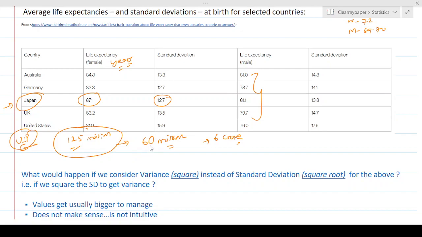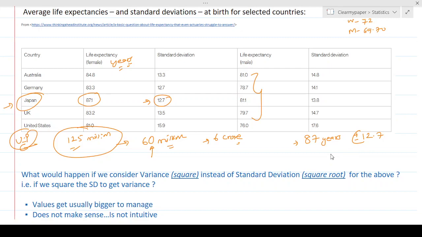So on average, we don't know the exact living age of an individual. On average, each Japanese woman lives happily for 87.1 years. Okay, and the standard deviation is 12.7. So what does it mean? On average, they're going to live up to 87 years, and the deviation is going to be 12.7. That means, at the most, even if you're wrong on this number, you will be plus or minus this number.